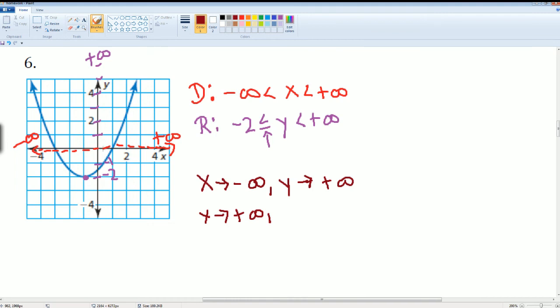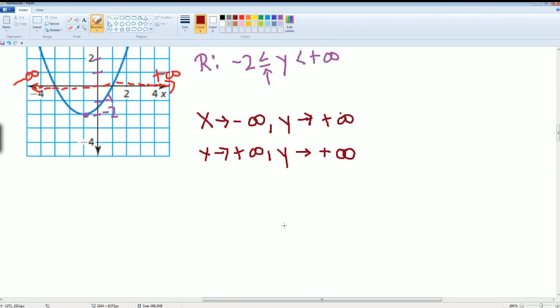So it goes all the way to the right. Whoop, goes up. What happens to the y? It also goes up. It goes to positive infinity. So these are arrows. Okay, these are supposed to be infinity symbols. All right, there you go. That's 6. Is that all of it?